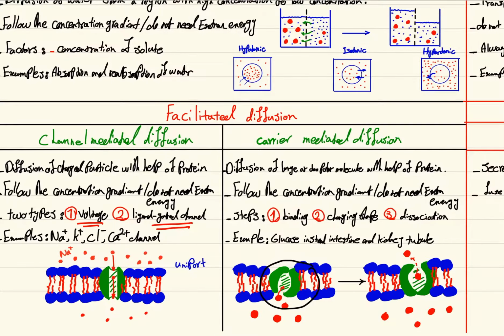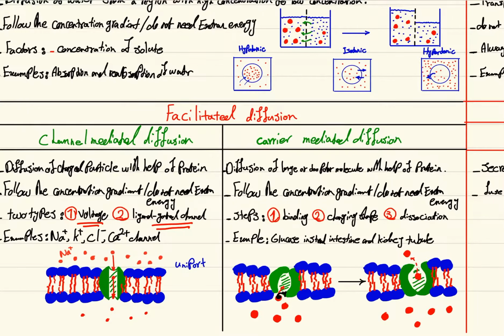This protein helps move large particles, such as glucose, down the concentration gradient, so it doesn't need any energy. Then there are some steps to transport these particles through the cell membrane. The first step is binding of the particle to the protein. As it binds, the protein changes its shape. So the second step is the protein changing shape, and then the particle dissociates on the other side of the cell membrane.